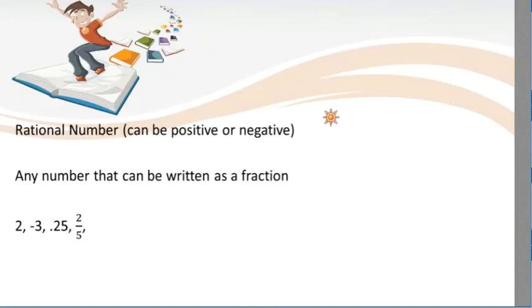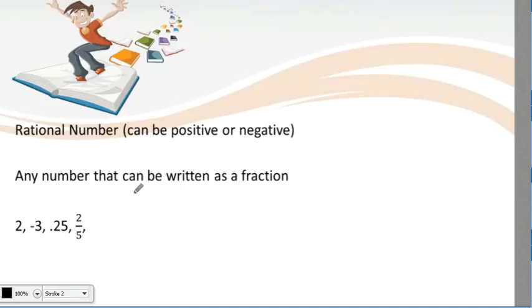The next word you need to have written down is rational number. Rational numbers can be positive or negative, and rational numbers are any numbers that can be written as a fraction. Okay, so if a number can be written as a fraction, then we would consider it a rational number. Rational numbers are parts of whole numbers. Okay, so when we look here, we have 2 and we have negative 3. Those can be considered rational numbers.